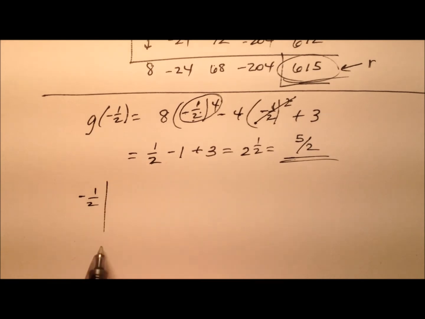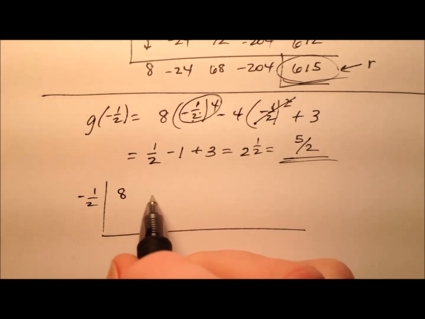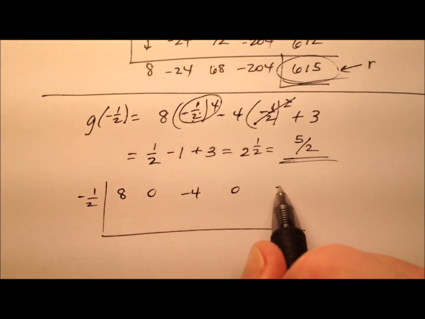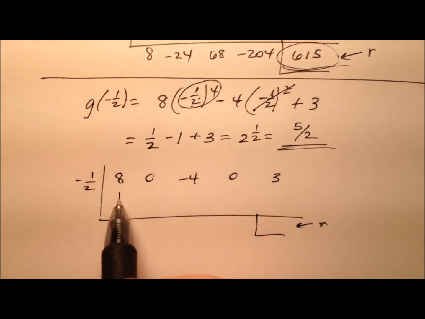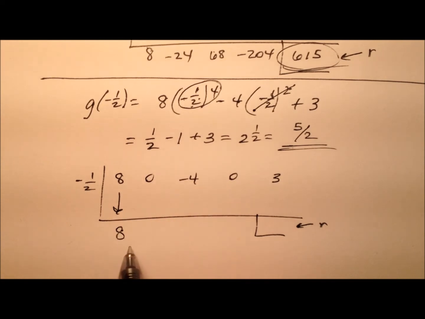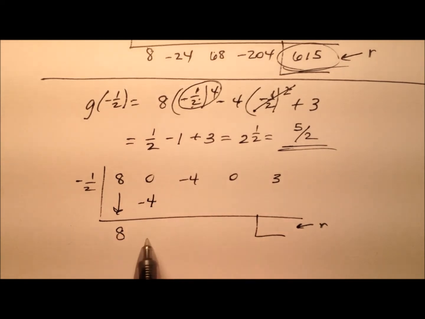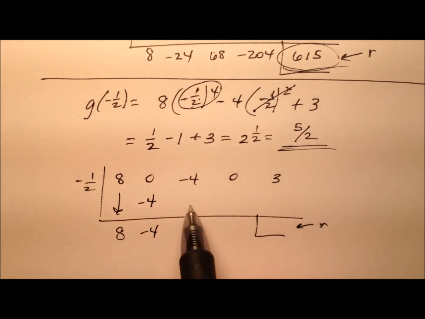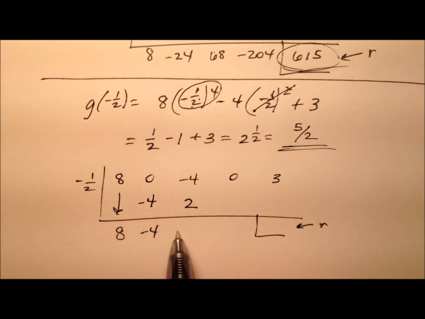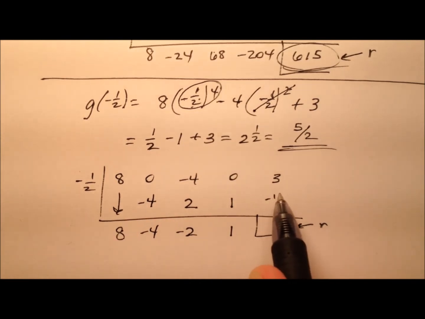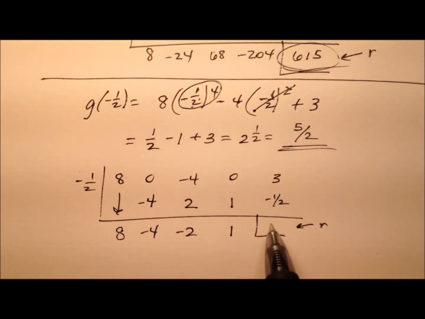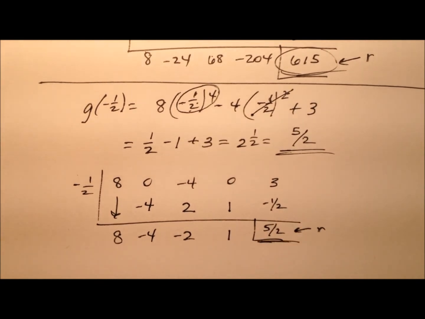And let's go ahead and run the -1/2 through using my synthetic division and just show that they're the same values. So I'll put my box for my remainder right there. And when I come down, this 8 times -1/2 is -4. Adding gives me -4. Multiplying gives me +2. Adding gives me -2. Multiplying gives me +1. Adding is 1. Multiplying is -1/2. So 2.5 or 5/2, and again, you'll see those values are the same.